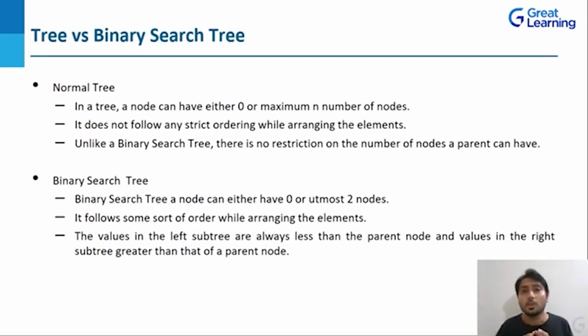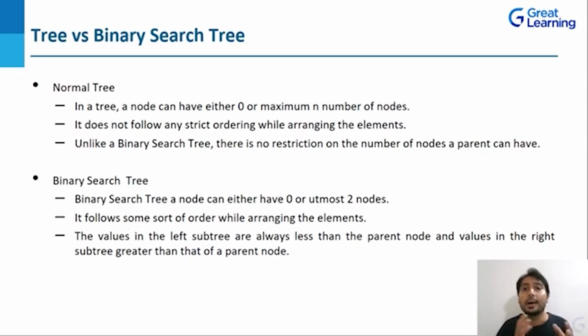And a tree also does not follow any ordering when you're trying to construct it. So there is no arrangement as such that this value should be placed in the right subtree, this value should be placed in the left subtree. You can place that value anywhere, right? And there is no restriction that a parent must have only 2 child nodes or 3 child nodes. You can have any number of child nodes for a parent.